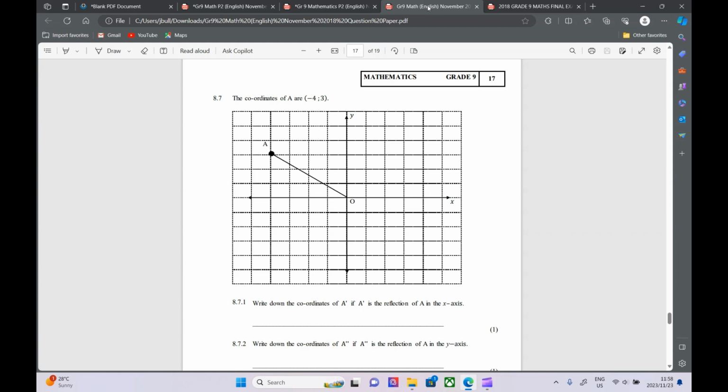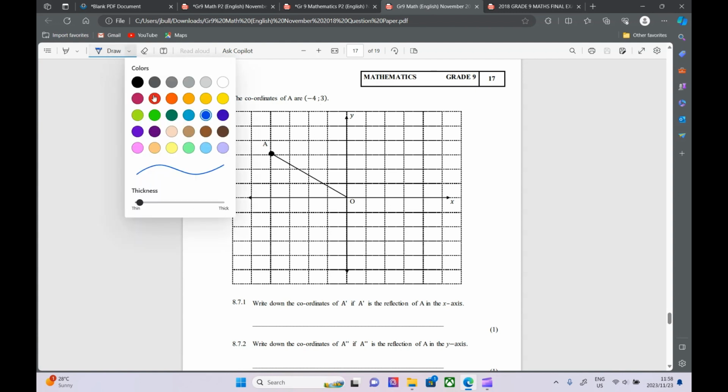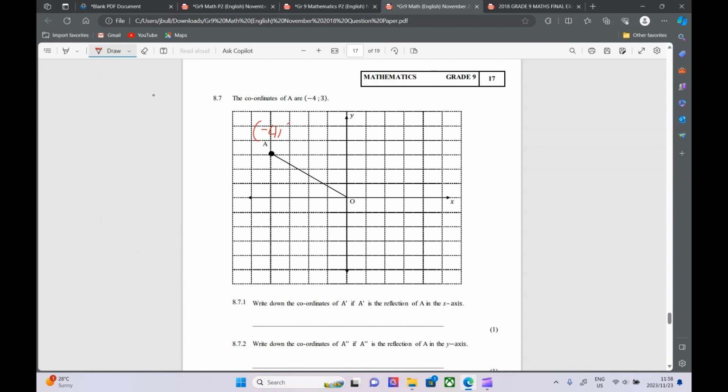Let's keep going. Here we've got the coordinates of A are minus 4, 3. So I'm just going to write this on because it's useful to have it with you there. So the x is minus 4, the y is 3. Write down the coordinates of the image of A if A is reflected in the x-axis. So here is our x-axis. They're asking us to reflect across this line. So we are going to imagine a mirror, somewhere down here, that we're going to be reflecting it in. So exactly the same as before.